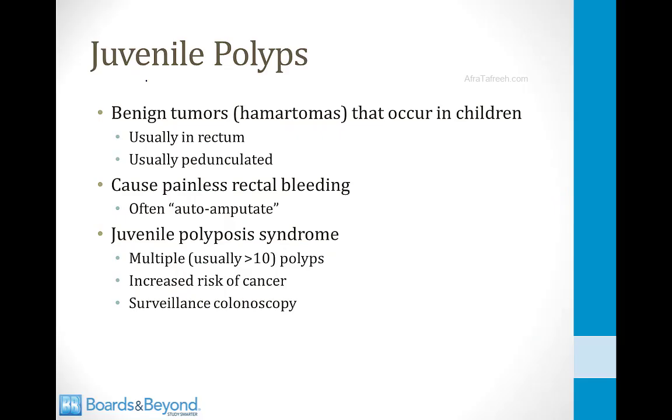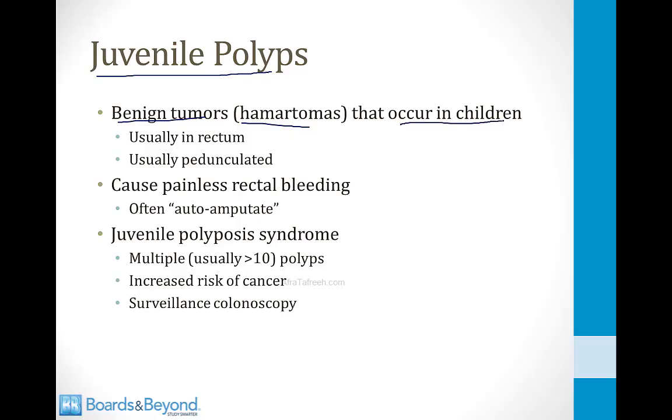Now we've talked about hyperplastic polyps, which are the most common type of colon polyp, and we've also talked about adenomatous polyps, which are the worrisome type of colon polyp because they can develop into colon cancer. Now I'm going to talk about some other less common types of colon polyps, and I'll start by discussing juvenile polyps, which get their name because they occur in children. These are benign tumors. They are hamartomas that occur in children.